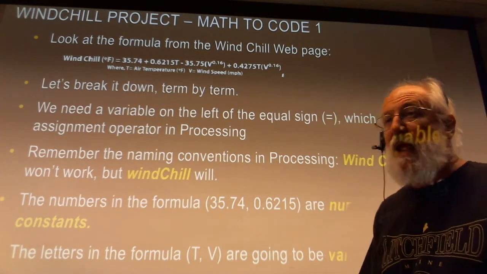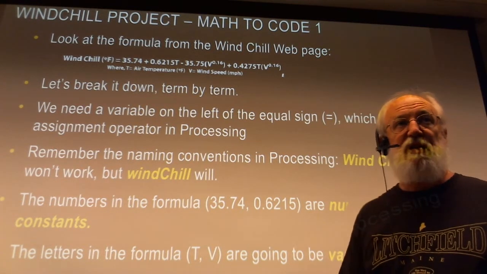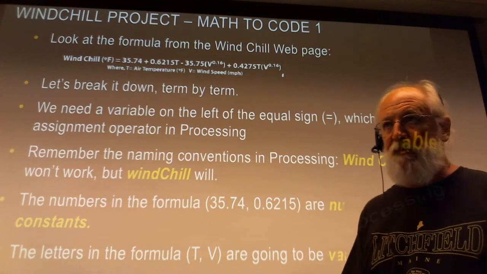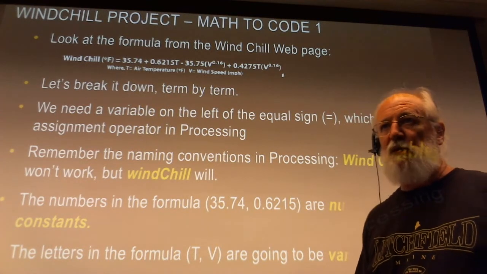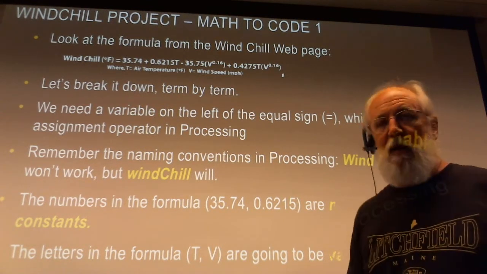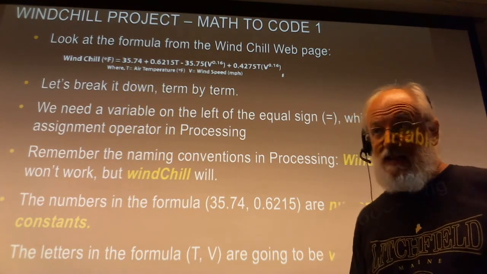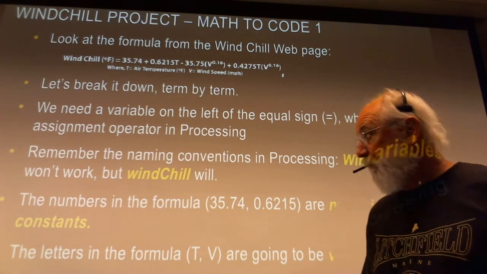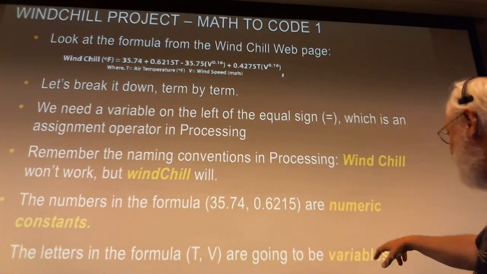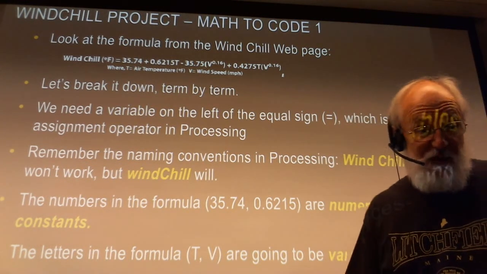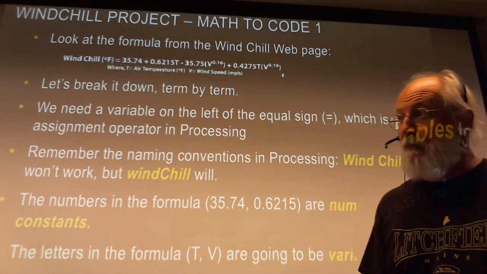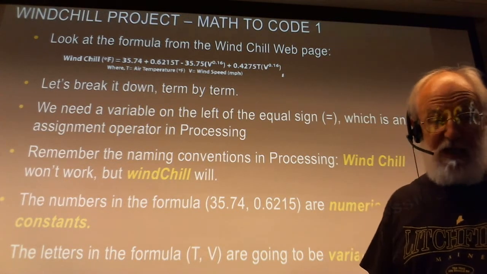We're going to want to be able to give them different values in our program and get a different wind chill. So we can start out with a really cold temperature but almost no wind, and then we can start out with maybe a not so cold temperature but a high wind speed and see that they're both going to feel pretty cold. So we're going to make T and V variables. Those are perfectly good variable names in processing, so we'll just keep them, capital T and capital V.